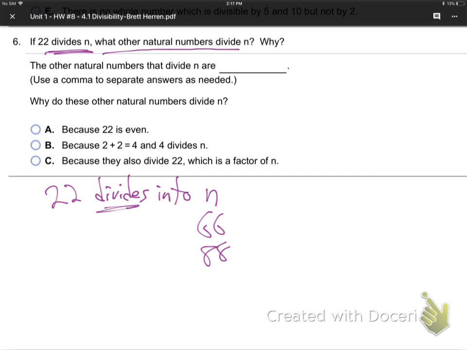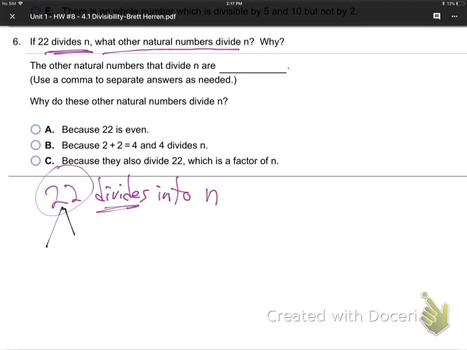What other numbers, if that's the case, if 22 fits in, what other numbers must also fit in, go in, divide in? How would we figure that out? If we know that 22 goes into something, then what else has to go into that something also?